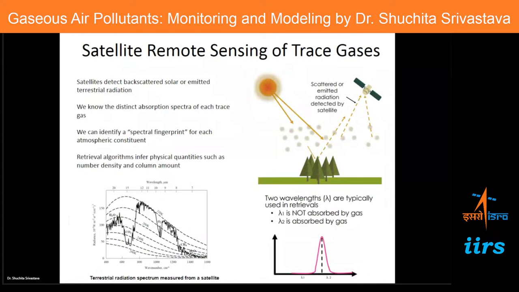So what is the basic measurement principle? Now use two different wavelengths. Two wavelengths are typically used in retrieval. Lambda 1 is not absorbed by the gas, and lambda 2 is absorbed by the gas. And they are closely lying wavelengths. So we have to choose one wavelength which is very strongly absorbed by the gas, and another wavelength which is not strongly absorbed by the gas. And their differential absorption spectra is used for the retrieval of their concentration in the atmosphere.